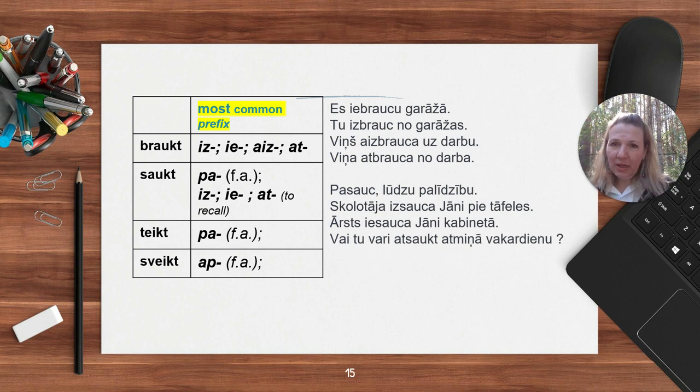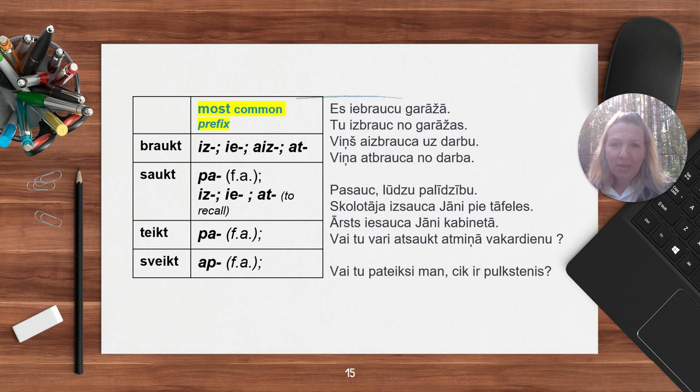Atsaukt, change the meaning, to recall. Vai tu vari atsaukt atmiņā vakardienu? Can you recall in your memory yesterday? Vai tu vari atsaukt atmiņā? Yeah, to recall.